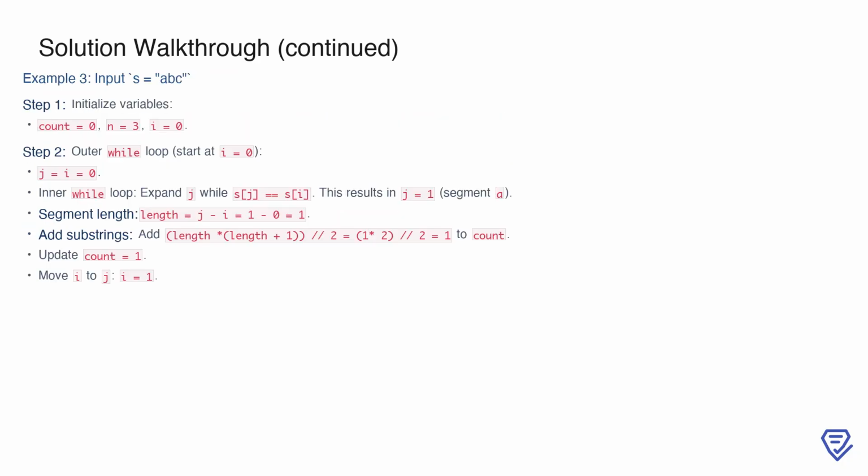For the input string s equals "abc", we start by initializing count to 0, calculating the length of the string n as 3, and setting the pointer i to 0. Entering the outer while loop, we set j equal to i.